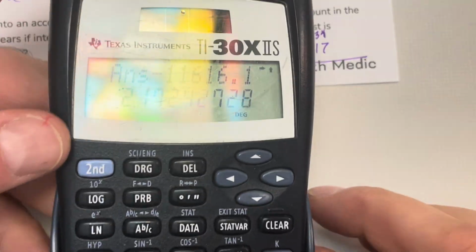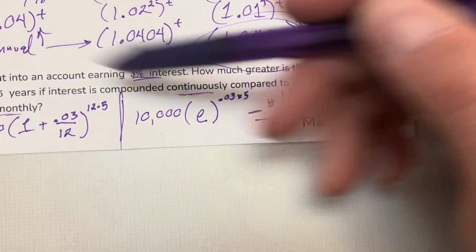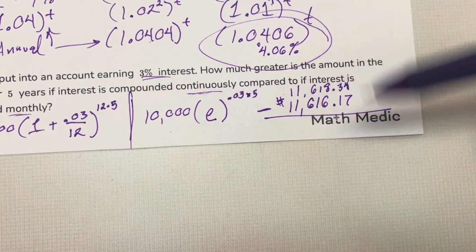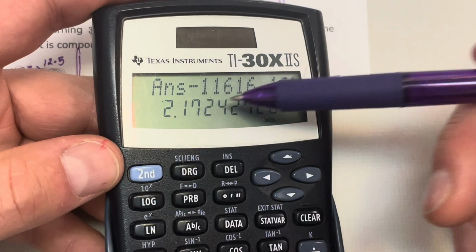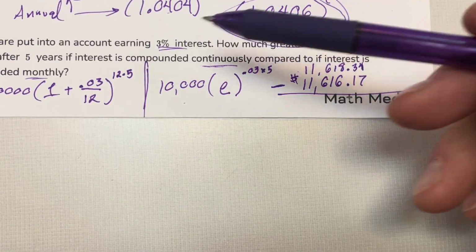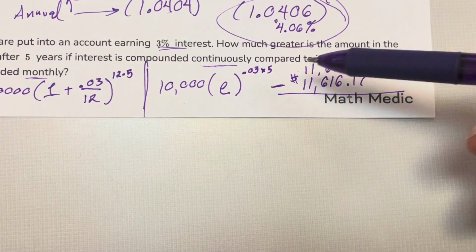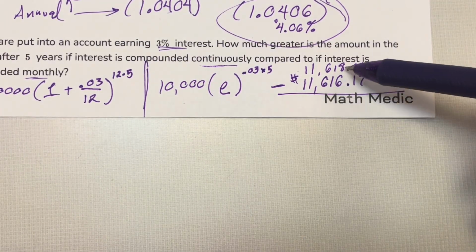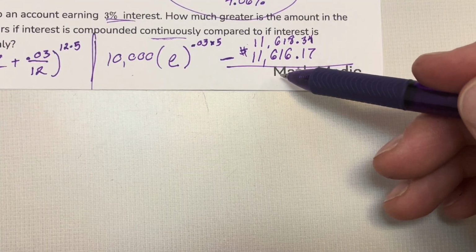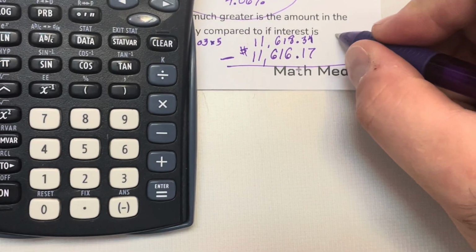Anyway, let's subtract from this $11,616.17. These money problems really tick me off because I feel like a real human being who doesn't have $11,000 to put into an account and is going to care about $2. You know who cares about these amounts of money? Big banks, where they have thousands of people investing thousands of dollars, and a couple dollars over hundreds of thousands of customers is going to matter. So $2.17 is our answer.